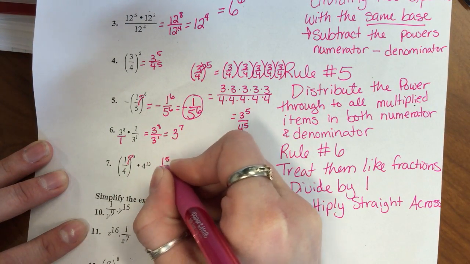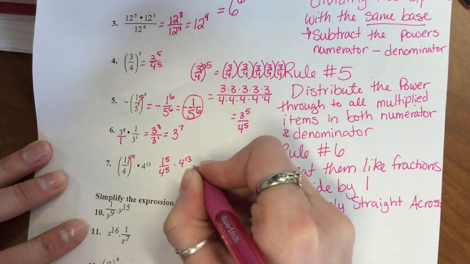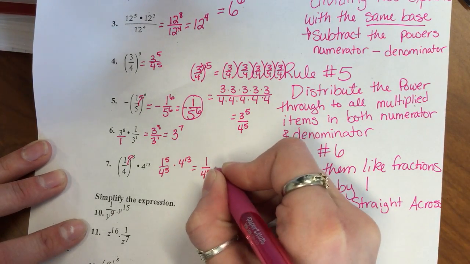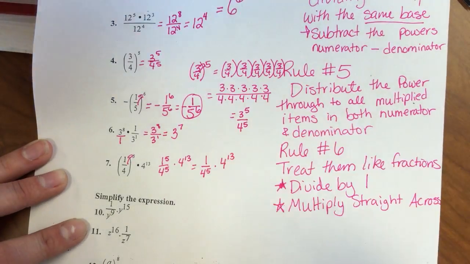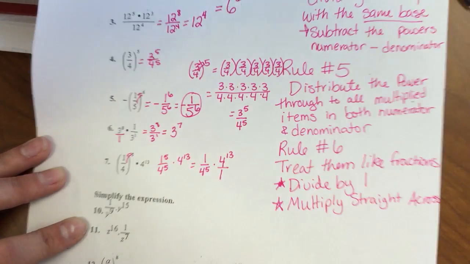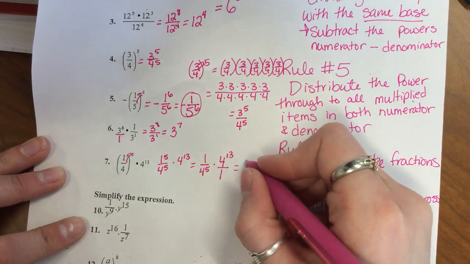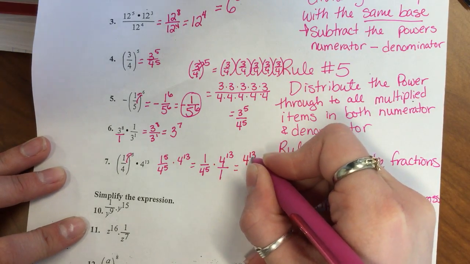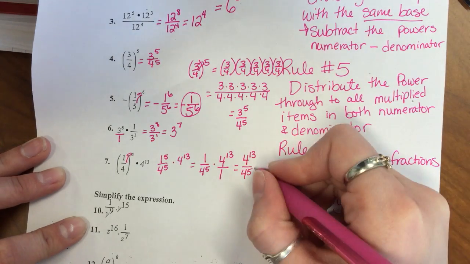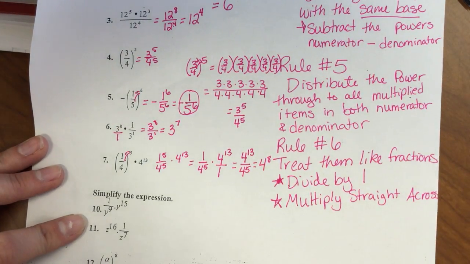1 to the 5th over 4 to the 5th times 4 to the 13th. Okay, 1 to the 5th is just 1, right? 4 to the 5th times 4 to the 13th. Okay, now this is a fraction. I'm going to make this one look like a fraction by dividing by 1. 1 times 4 to the 13th is 4 to the 13th. 4 to the 5th times 1 is 4 to the 5th. And then 13 minus 5 is 4 to the 8th. Okay.